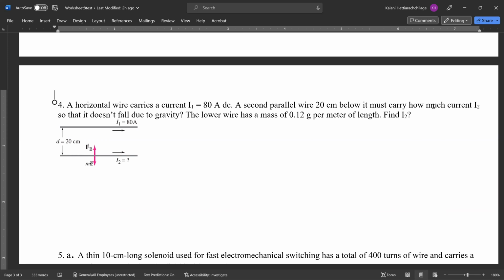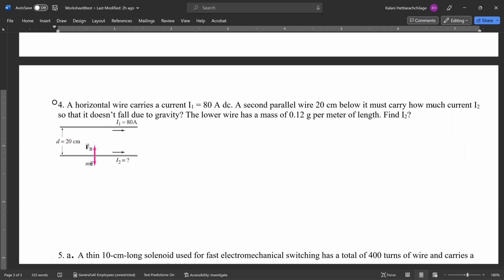It says a second parallel wire 20 centimeters below it must carry how much current I2 so that it doesn't fall due to gravity. You know that when I keep the I2 wire, it is going to fall down because of the force of gravity. But there is a force created by the top wire. Because of that, I need this I2 current wire to stay in equilibrium, right? So that's the force that I need to calculate and make equal to the force of gravity. Then it will stay at equilibrium.